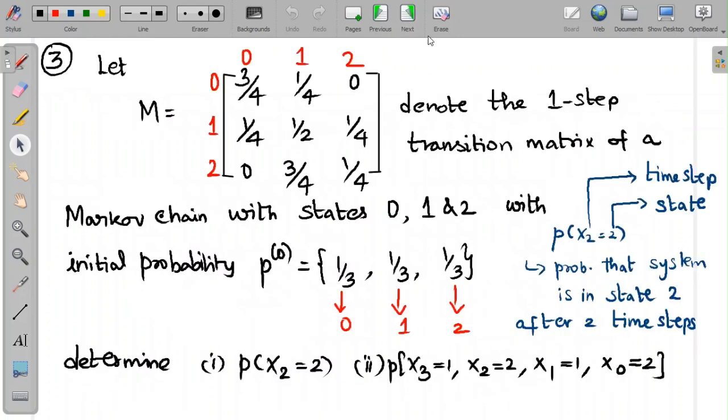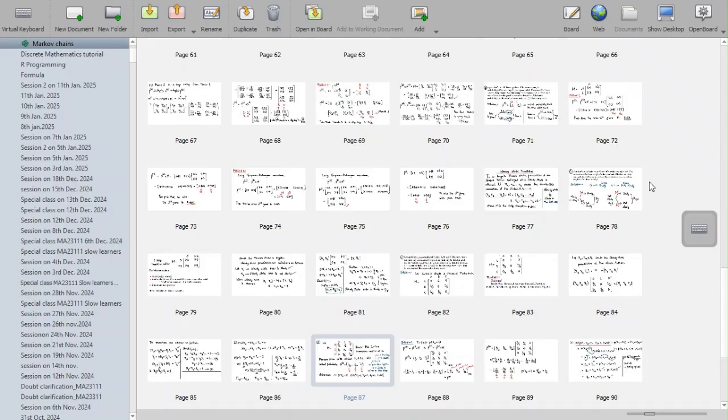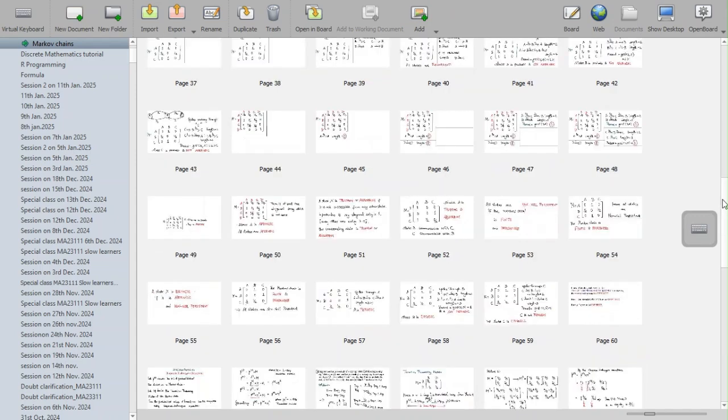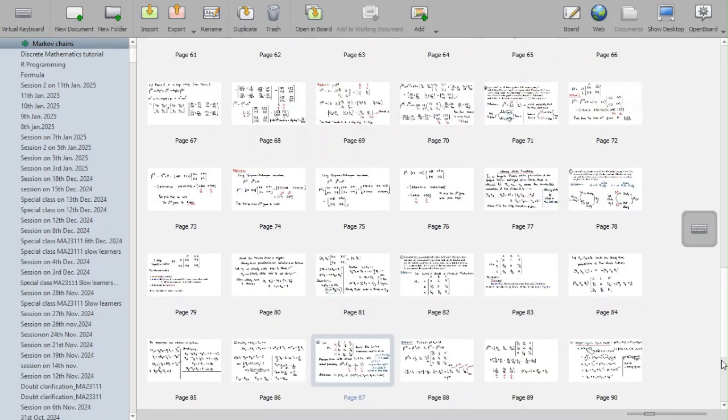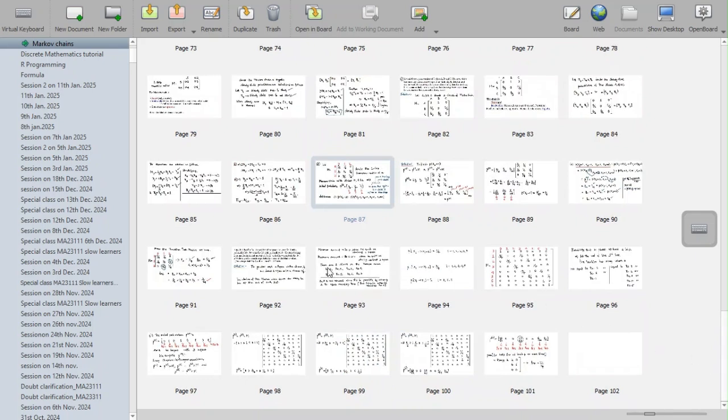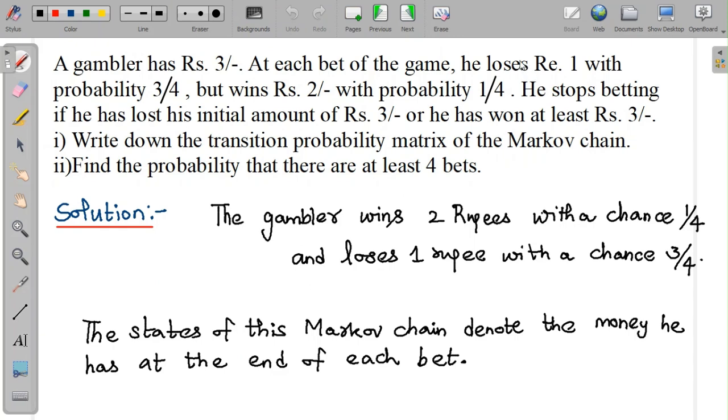Okay. And I'll follow this with one problem, which is pretty popular among questions in Markov chains. It's called the gambler's ruin. It discusses what happens when a gambler has a particular pattern of luck.